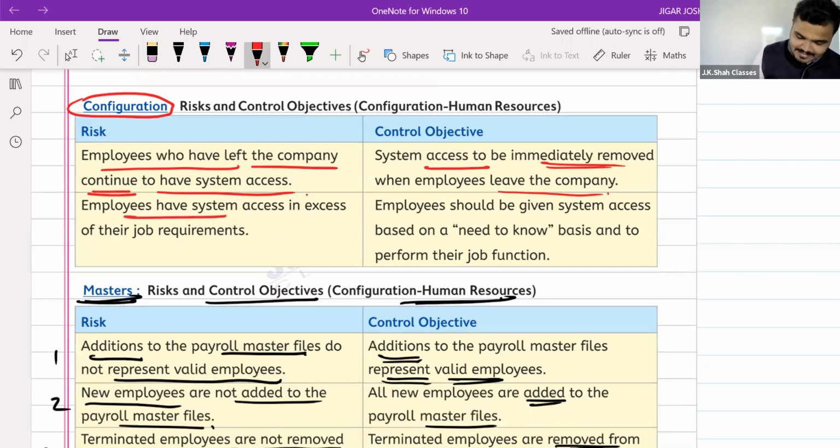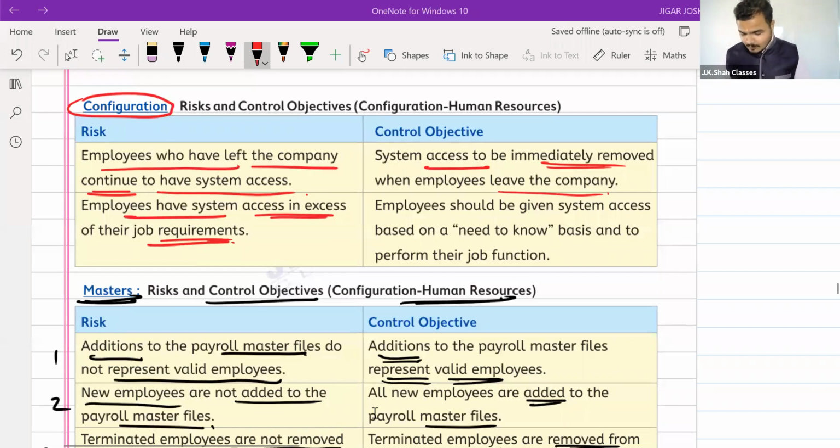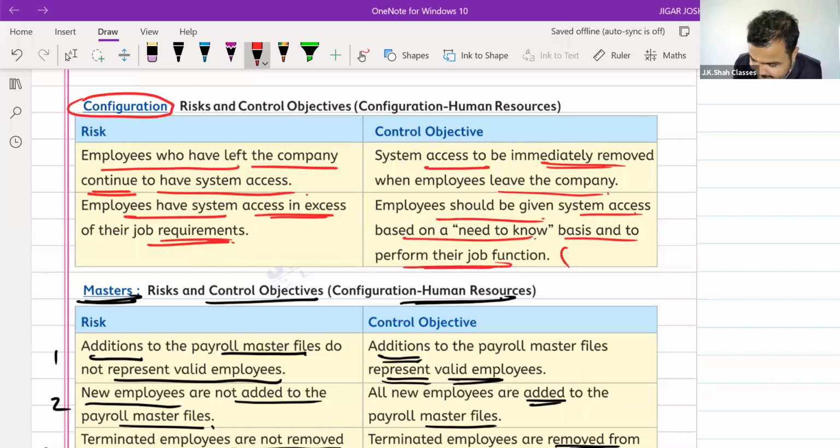Second one, sir, employees have system access in excess of their job requirement. Means what? A production manager is getting access to the balance sheet. Don't you think that could be a disaster? Yes, sir. So what would be the best way to control it? Sir, employees should be given system access only on the basis of need to know or need to do. That is, my dear child, nothing but RBAC, role based access control. Agree? Yes, sir. And this question, my dear child, was already asked in the November 18 exams.